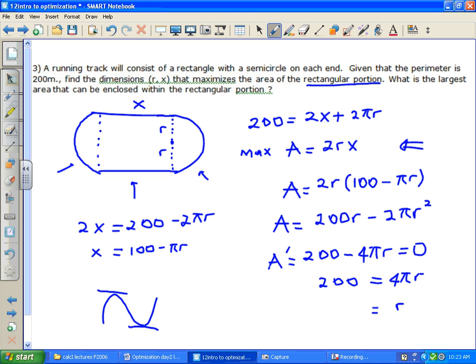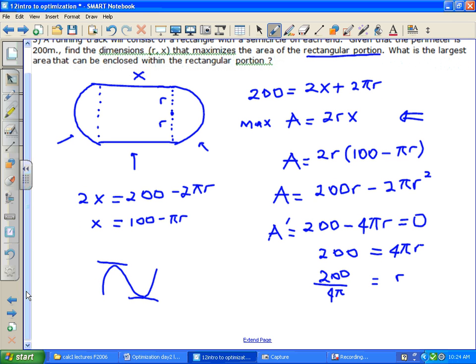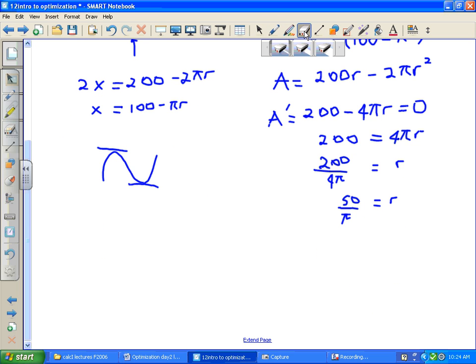So if you solve that equation for r, you will get 200 over 4 pi, and you can simplify this a little bit. 200 over 4 is 50. If you want, you can write it like this, 50 divided by pi. Or just as easily, you could have gotten a decimal answer. And what is 50 over pi as a decimal? 15.9. And everything was in terms of meters. So that would be roughly 15.9 meters.